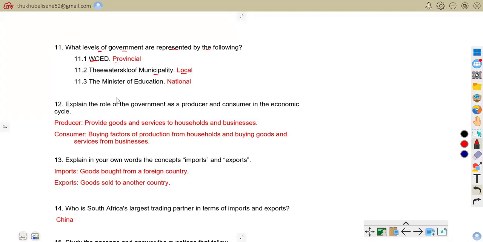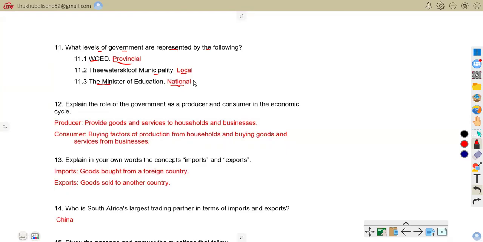So that is that. Now the Minister of Education, 1.13, that is national. So the national government minister is responsible for education policies and oversight across the entire country. So in South Africa, the government structure, we have national, we have provincial, we have local. National, we are talking about ministers, like the Minister of Education, that handles country-wide policy.